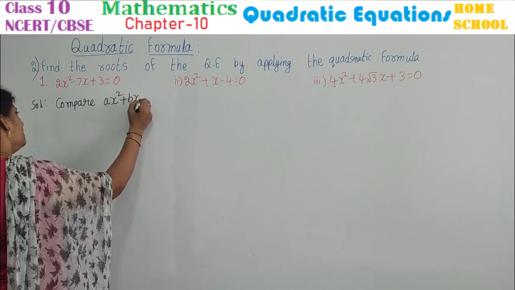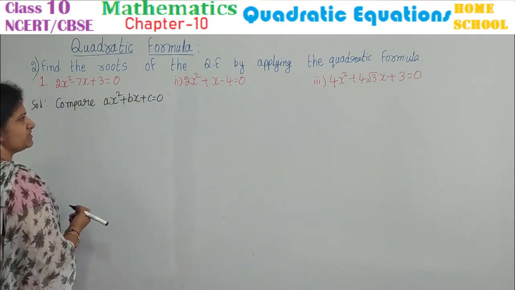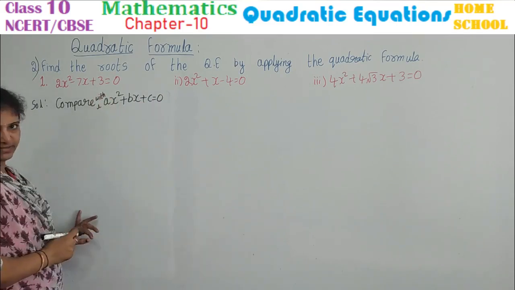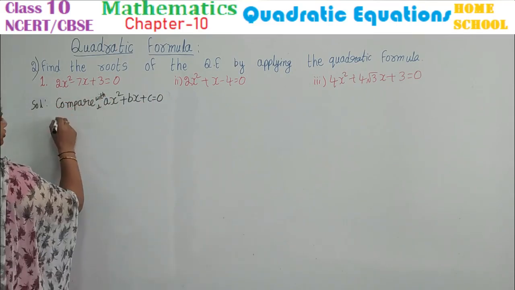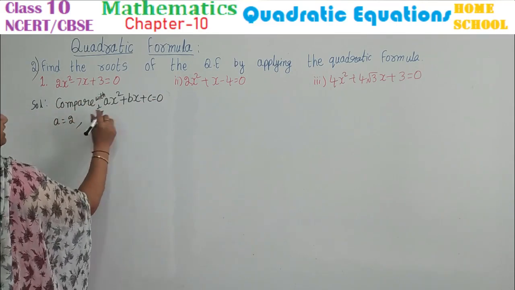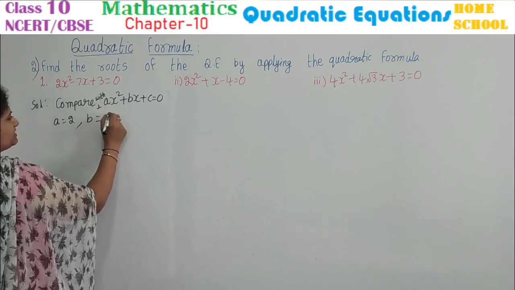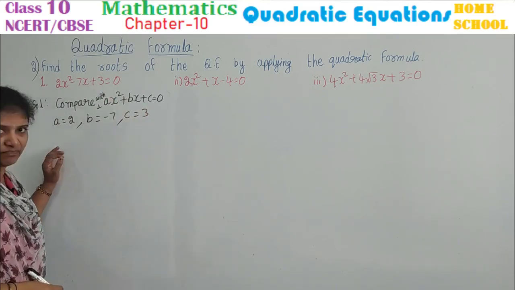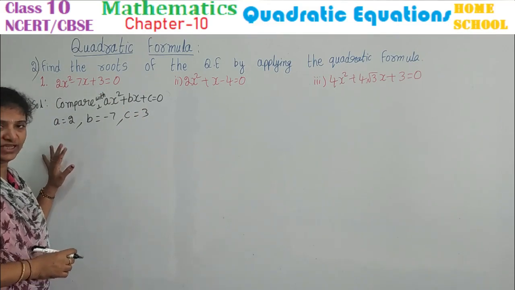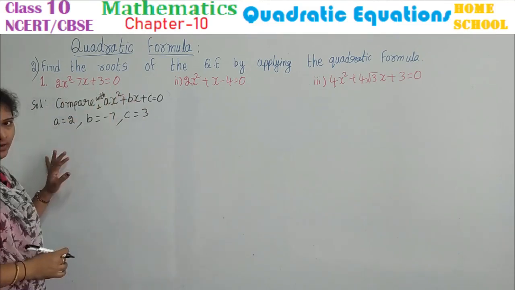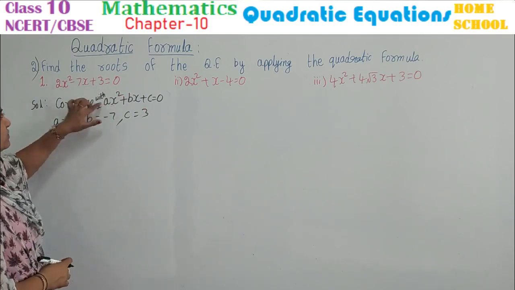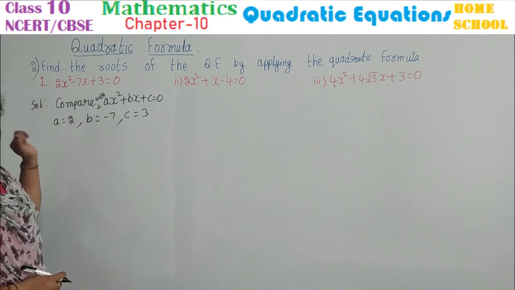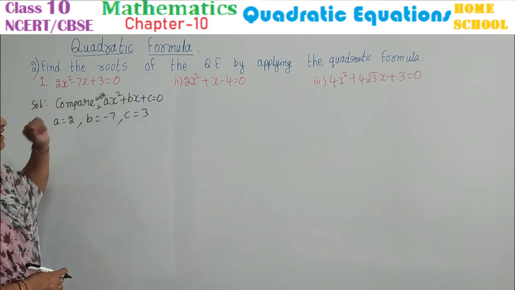ax square plus bx plus c equal to 0. Compare with the standard form, or directly you can write this. A value is 2. B value is minus 7. C value is 3. First step, compare the given equation with the standard form of the quadratic equation. ax square, 2x square, a equal to 2. bx, minus 7x, b equal to minus 7, c equal to 3.